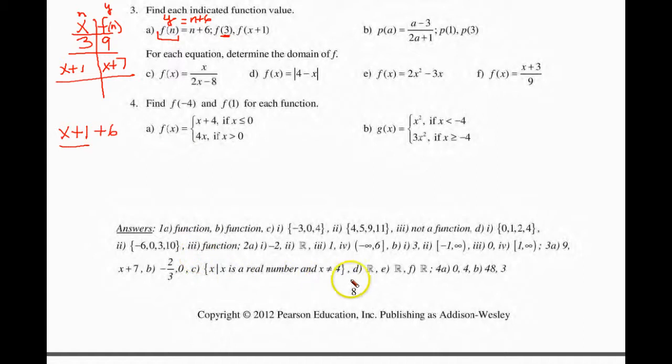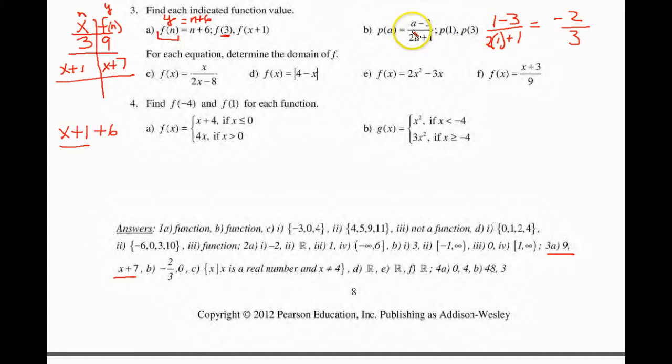And let's see if we can find these down here somewhere. 3a here is 9. X plus 7, good. Glad we're on the same page. Now for letter B, this is a little more challenging. So let me pause. We'll take it item by item.